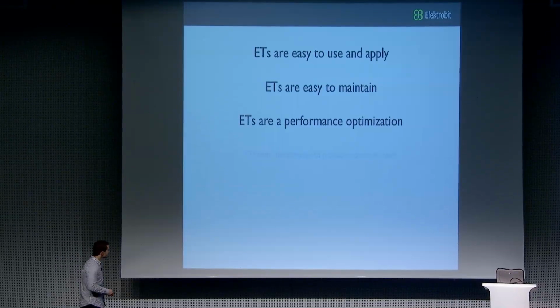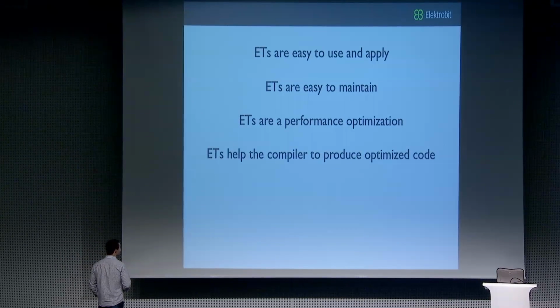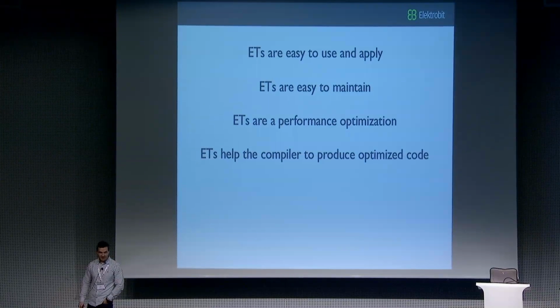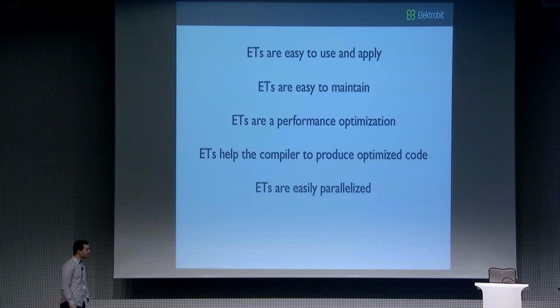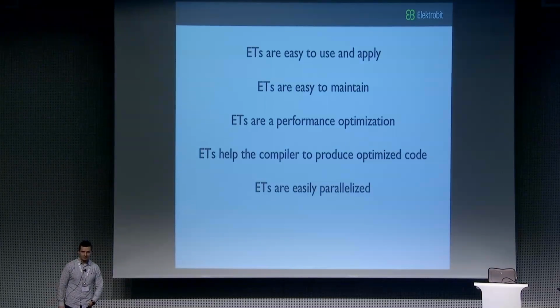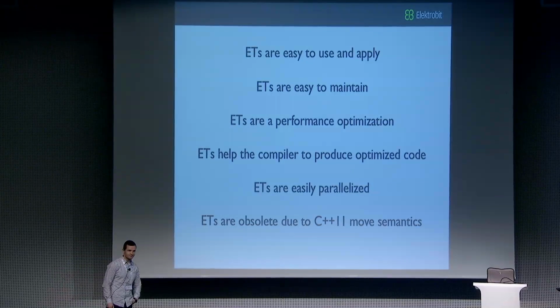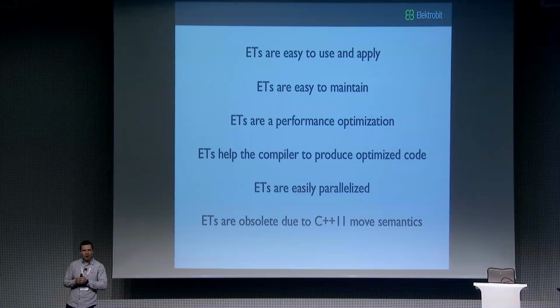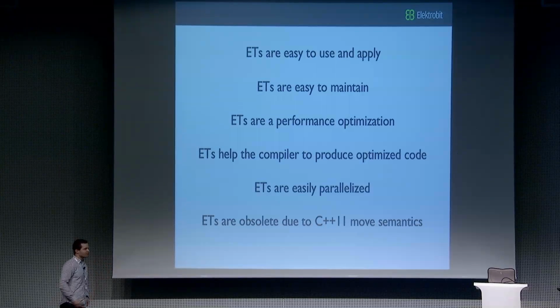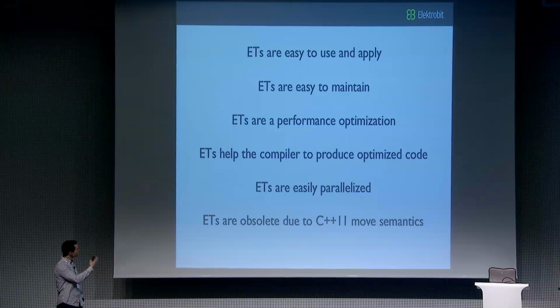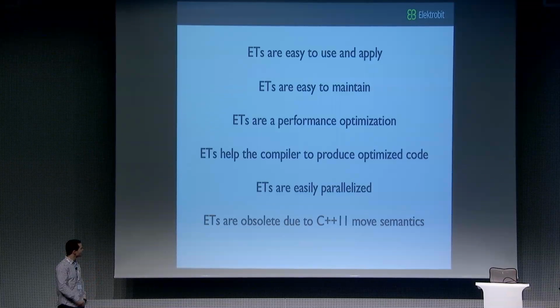Statement number 4, expression templates help the compiler to produce optimized code. Statement number 5, expression templates are easily parallelized. And last but not least, expression templates are obsolete due to C++11 move semantics. Okay, so from these statements alone, you get an impression that it's obviously about efficiency, mainly. So performance, optimized code, parallel code.